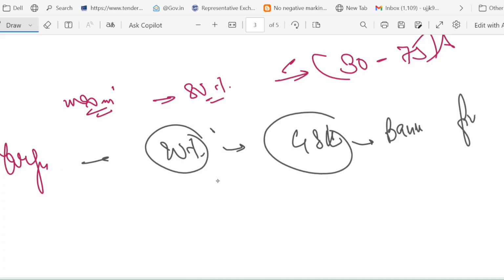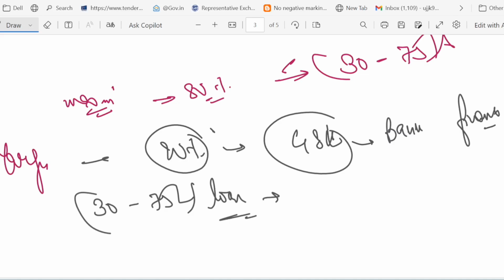48 lakh is the bank finance, right? So RBI says that for a loan in the 30 to 75 lakh range, what about the maximum LTV? Maximum LTV is also 80%, which is again 48 lakh. So now you see both the margin rule as well as the RBI LTV rule are satisfied with the same value. That's why this is our correct option.